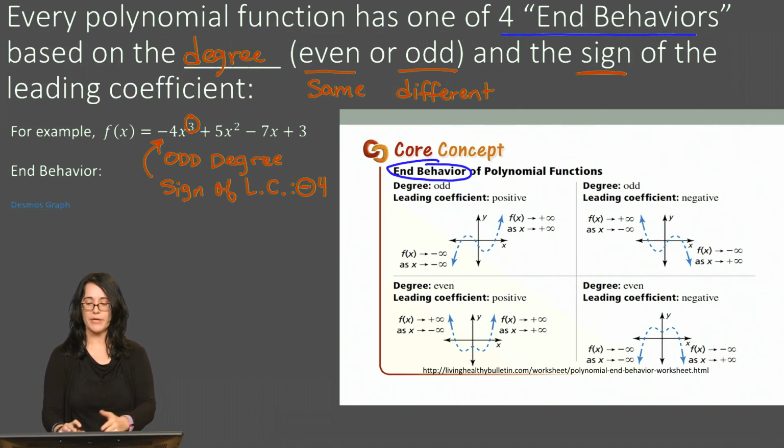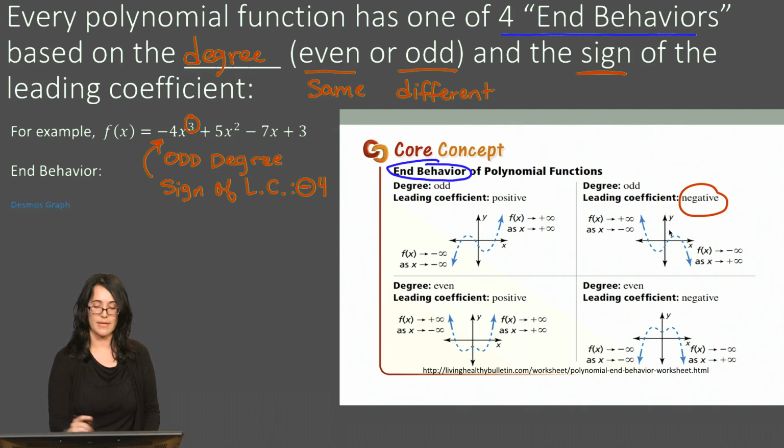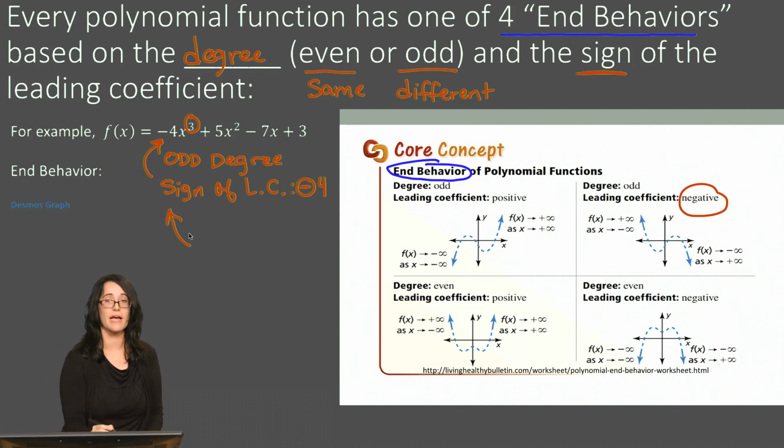If you look at the chart here that's been provided for you on the slide, you see that whenever we have odd degree, we have the situation where we're either increasing from left to right or we're decreasing from left to right based on the sign of the leading coefficient. Since ours is negative in this case, we know that our end behavior for this polynomial with degree 3 and negative leading coefficient, -4, would be something like this, where as we go to the left forever, we're going up forever, and as we go to the right forever, we're going down forever.